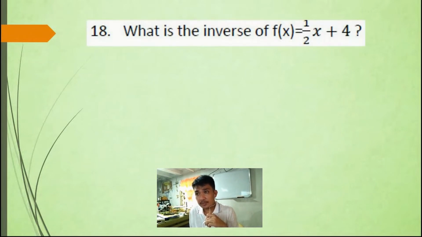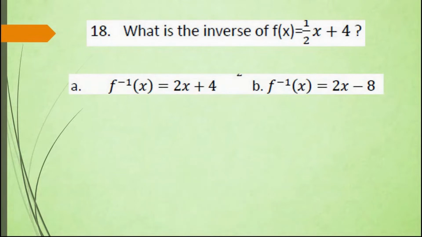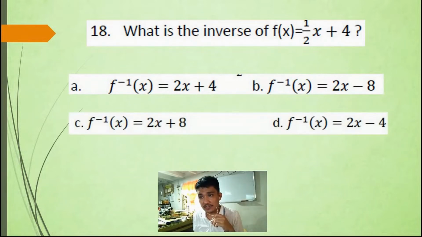Number 18. What is the inverse of f of x is equal to 1/2 x plus 4? Letter A. The inverse of f of x is equal to 2x plus 4. Letter B. The inverse of f of x is equal to 2x minus 8. Letter C. The inverse of f of x is equal to 2x plus 8. Or letter D. The inverse of f of x is equal to 2x minus 4.